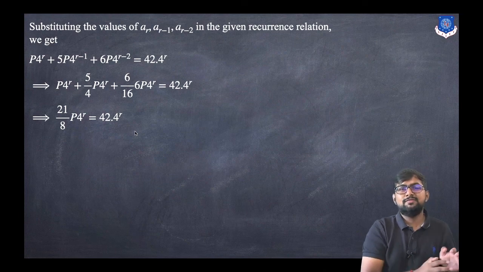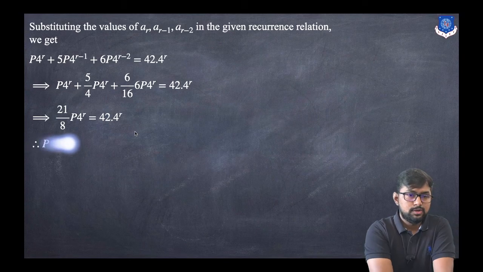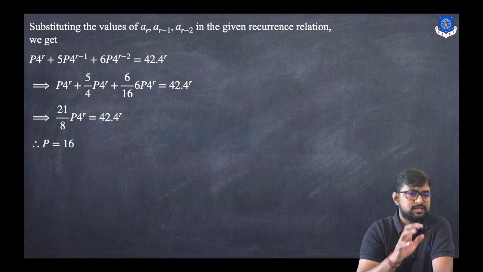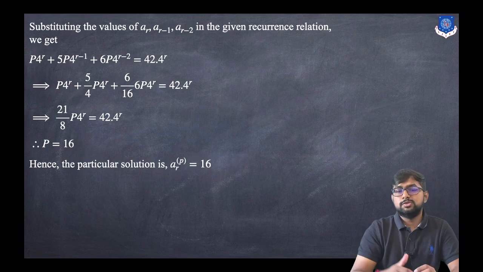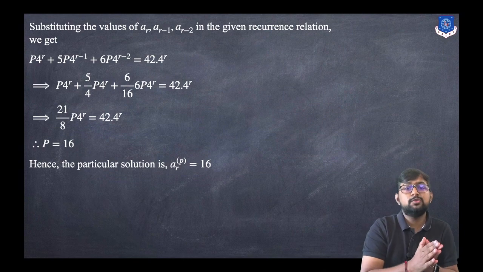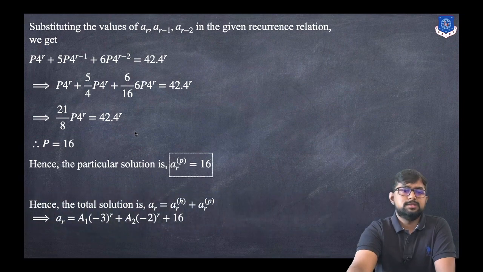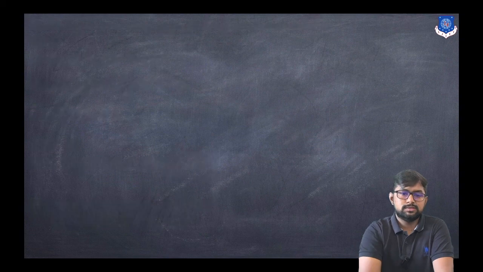On the left hand side we have 21/8 p, and on the right hand side we have 42. So p will be 16. Hence the particular solution will be 16·4^r. And hence the total solution will be a_r = a_r^(h) + a_r^(p), so the addition will be like this.